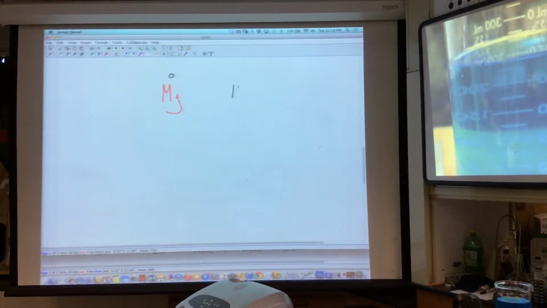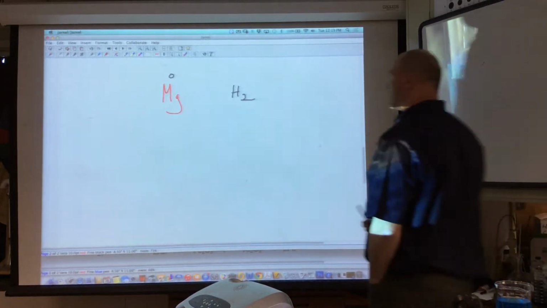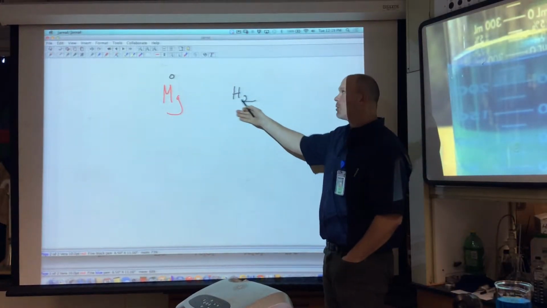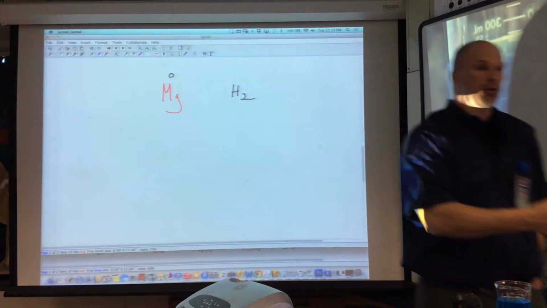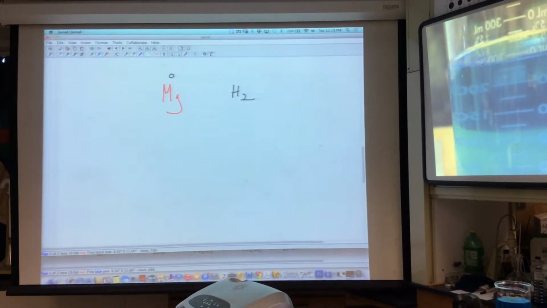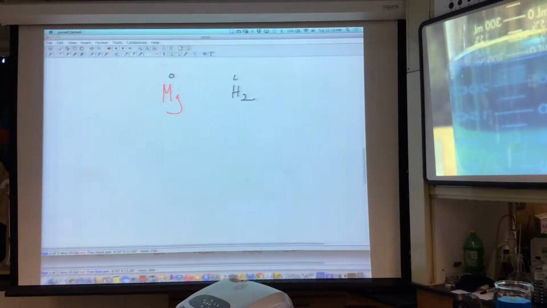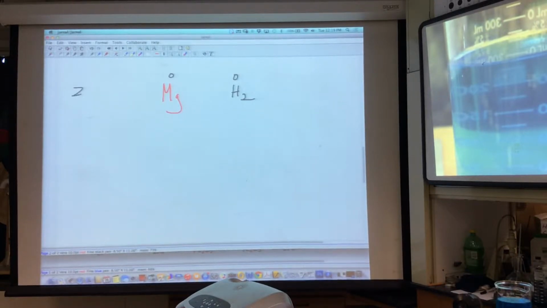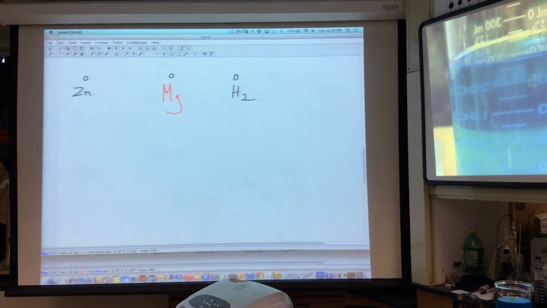So what about this? H2, what's its oxidation number? Is this an elemental state? Yeah. So in nature it exists this way. Is there a charge to H2? So it gets a 0. What about zinc hanging out by itself? 0. Okay. Now, what about something like this?